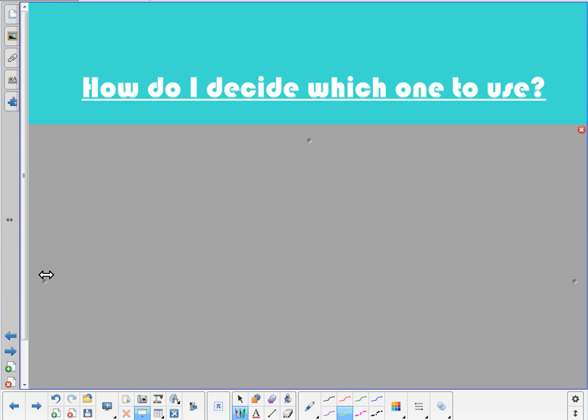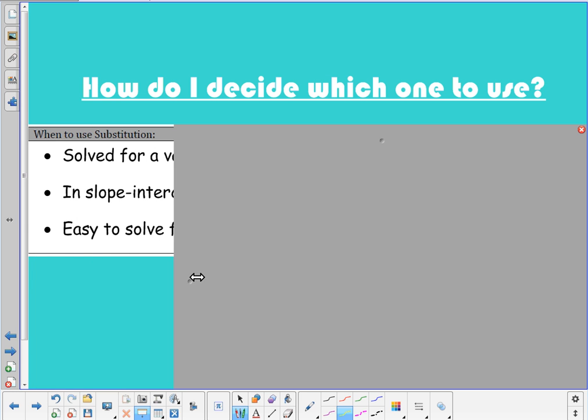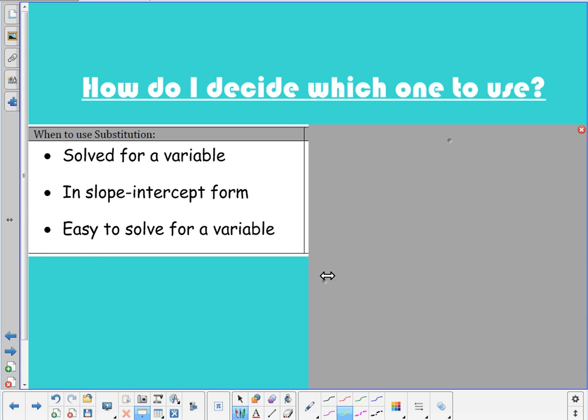So let's first talk about how we would decide when to use substitution. Now for substitution, if we've got a variable that's already solved, y equals or x equals something, then we're going to use substitution. We've already got a variable alone, so it's really easy to just stick that phrase in for the other variable in the other equation, and then we're good.